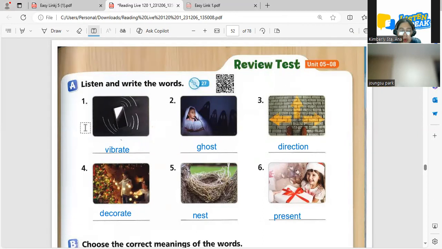Now again, let's review these words together. What is the first one? What is this, Jimin? Vibrate. Number two, ghost. Number three, direction. Number four, decorate. Number five, nest. And number six, present. Very good. Thank you very much, Jimin.